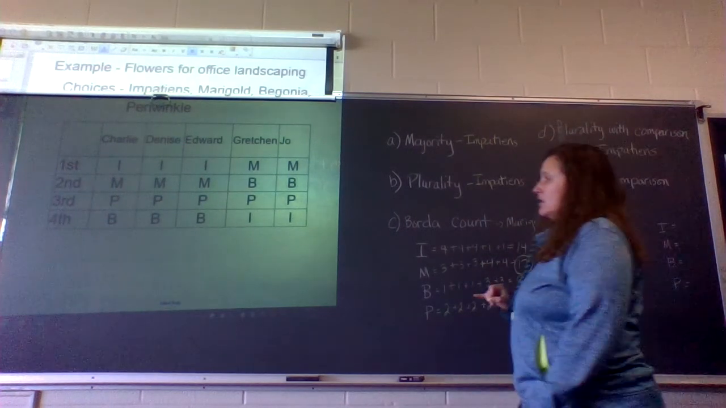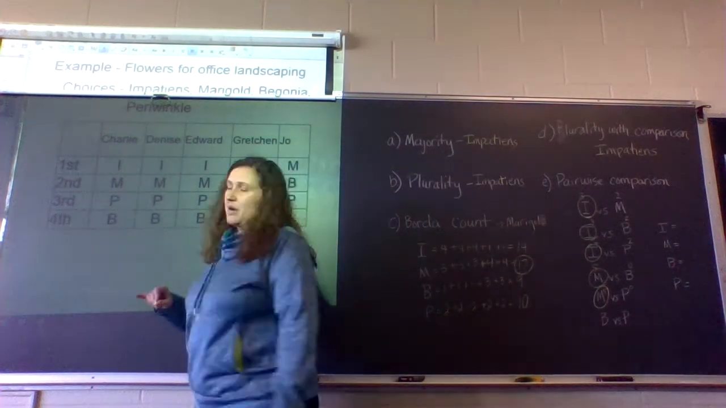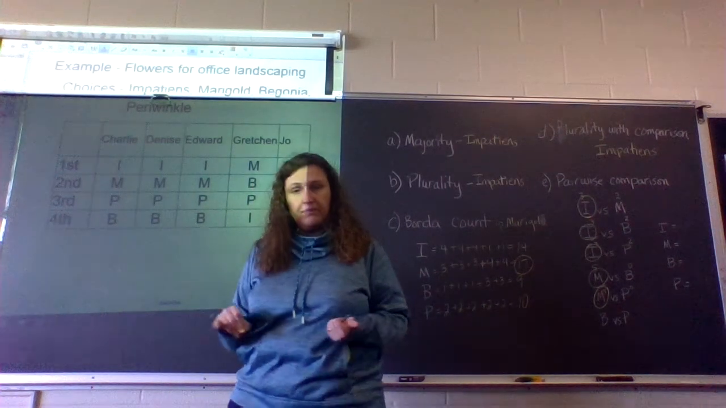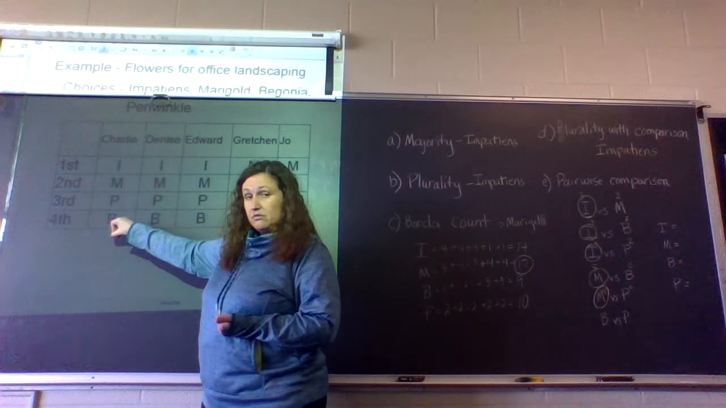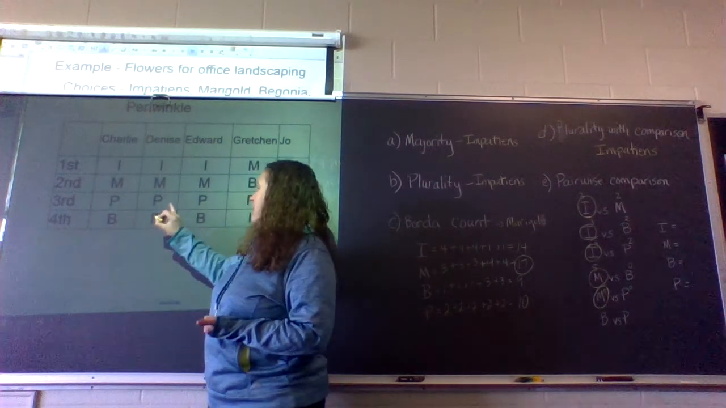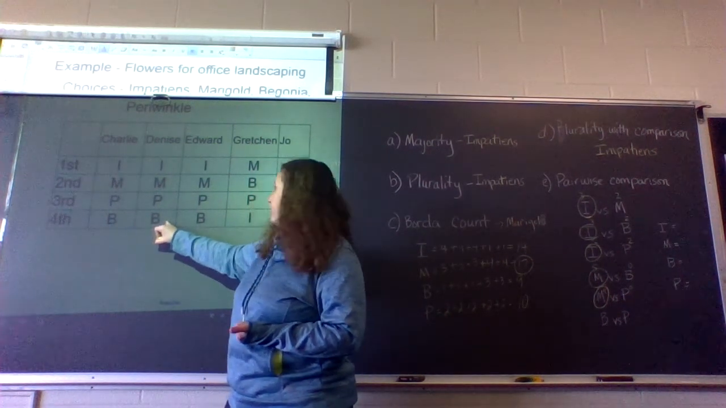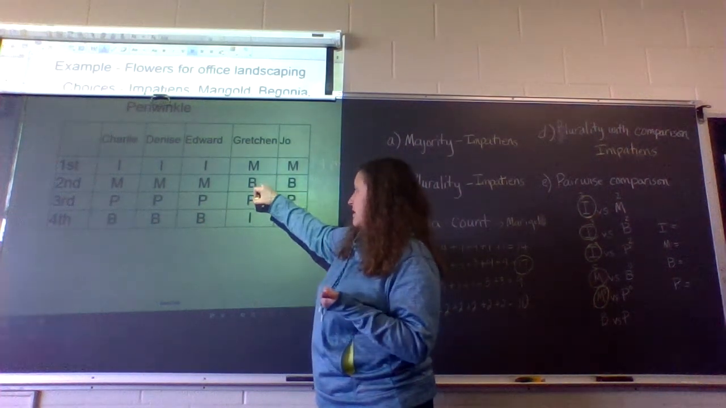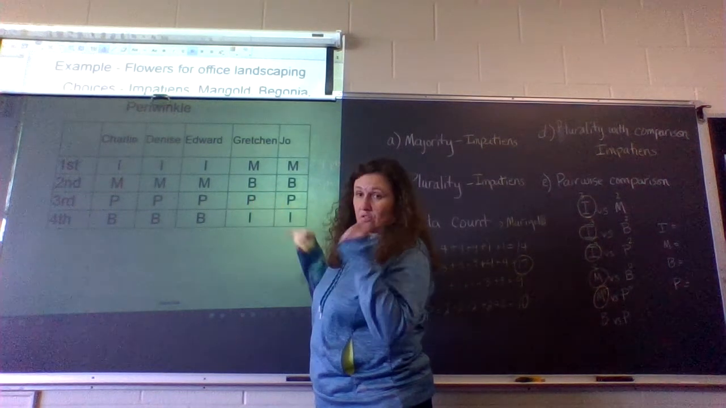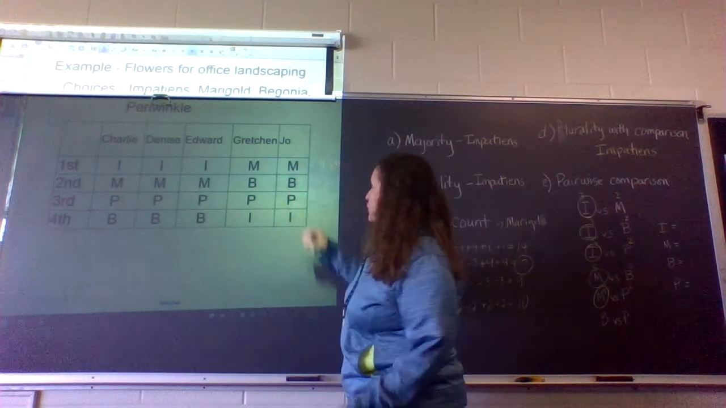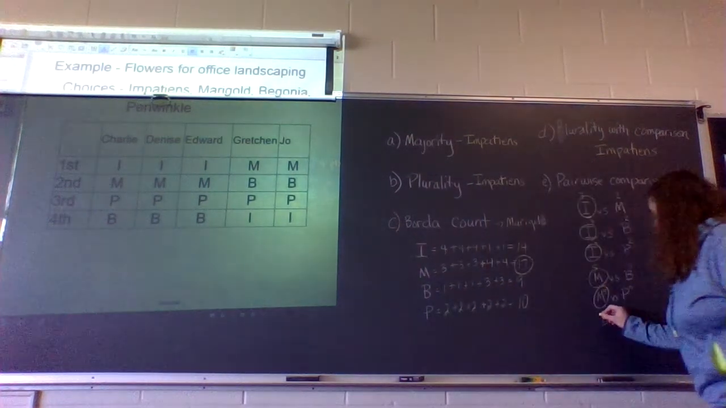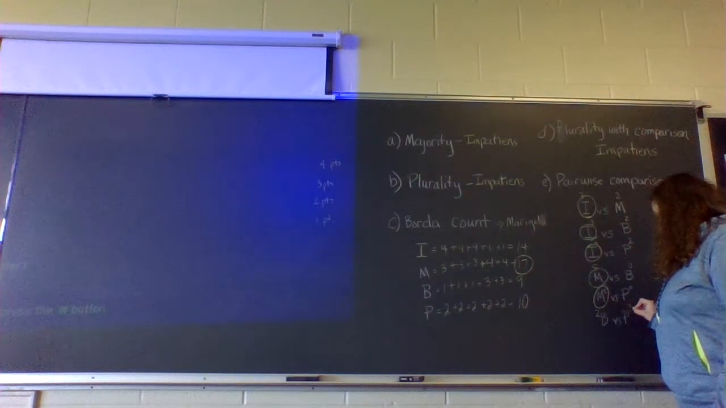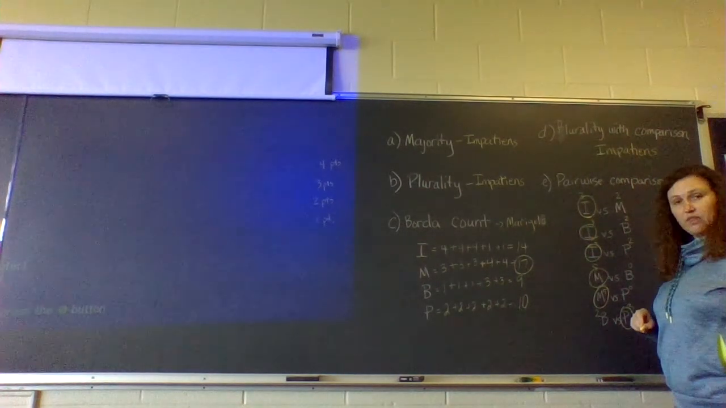Last one, begonias versus periwinkle. So begonias I'm keeping track of just because it was the first on the list. Okay. No, Charlie doesn't. P is above B, so no. B is not above P here, so no for Denise and no for Edward. Yes, B is above P for Gretchen, so that's 1. And yes for Joe, that's 2. So in this case, the begonias got 2, periwinkle got 3. That means periwinkle got the win there.